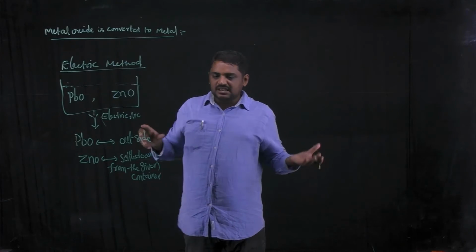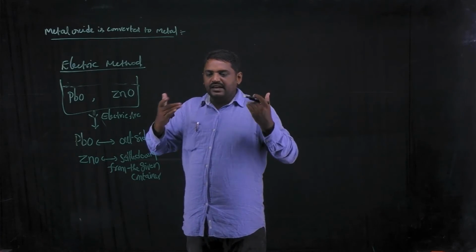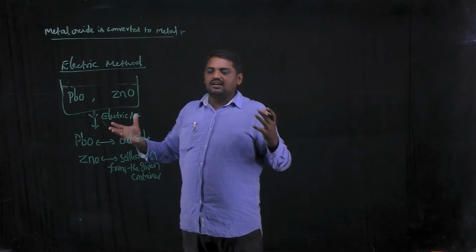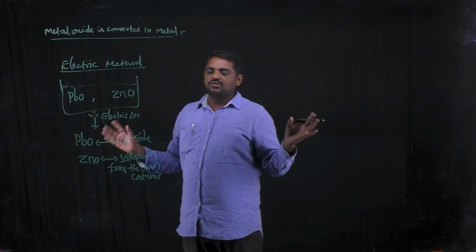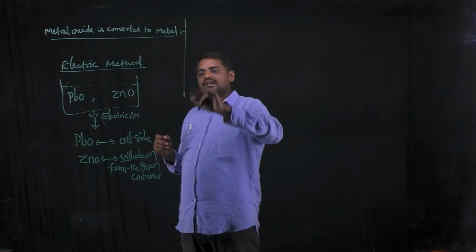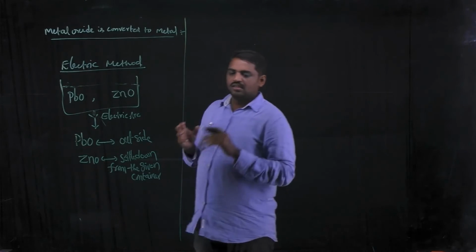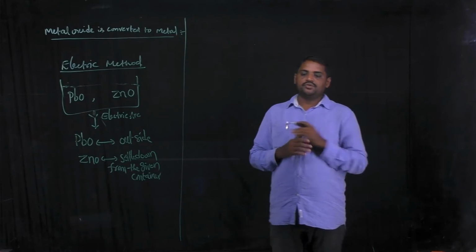So after separation, the two individual metal oxides react with carbon, so these are converted to pure metals. Okay, so these methods are used. The metal oxides are converted to pure metals.